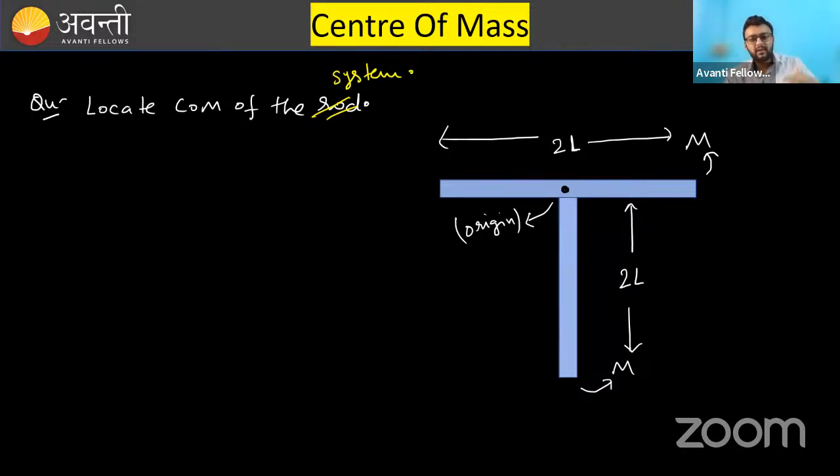So what is the system? The system is the combination of the two rods. You need to locate the center of mass of the system, and the origin is given at this point. Now let me clear one thing. This point is actually the midpoint. From the diagram you can see that it's not mentioned, but it's given that this is the midpoint and this length is L, this is L.